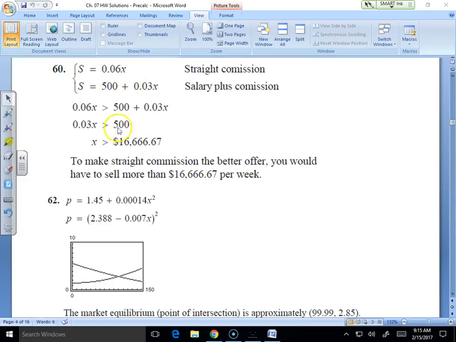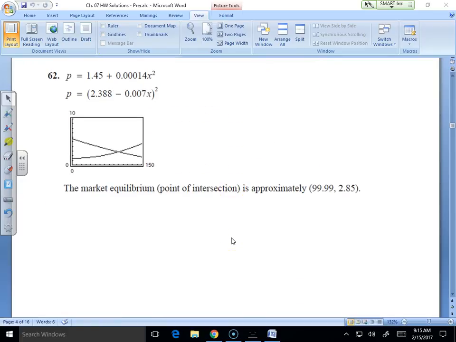So anyway, just the difference between you'd have to sell more than that in order to make the higher percentage better. So you just set one greater than the other, and you're just trying to figure out where's the break-even point between the two offers so you can make an informed decision. 62 is an intersection of good.